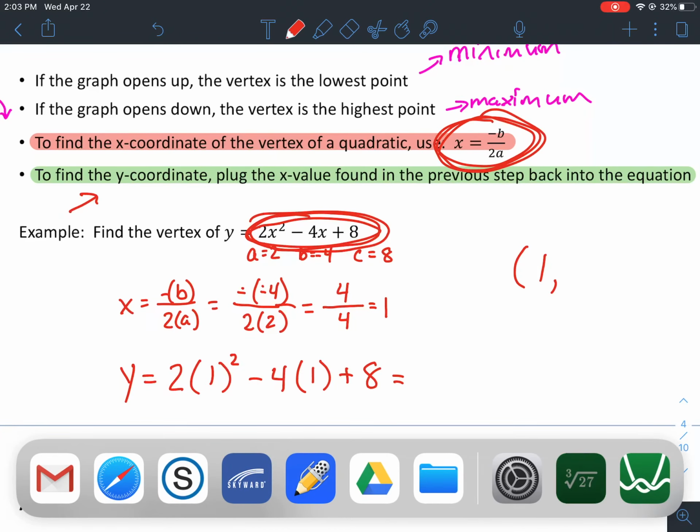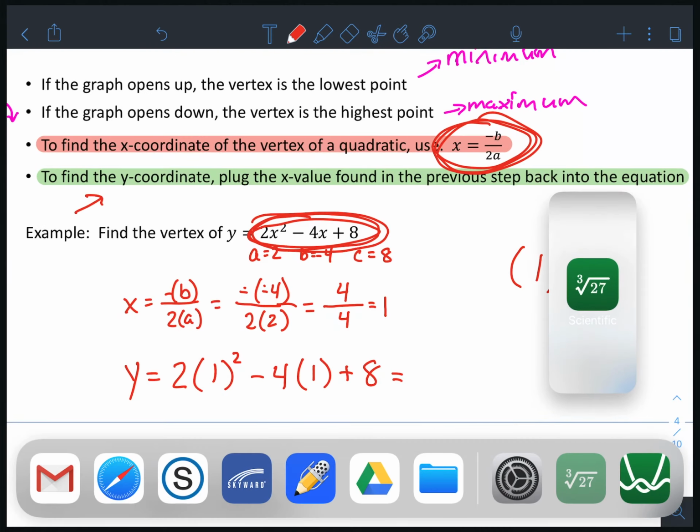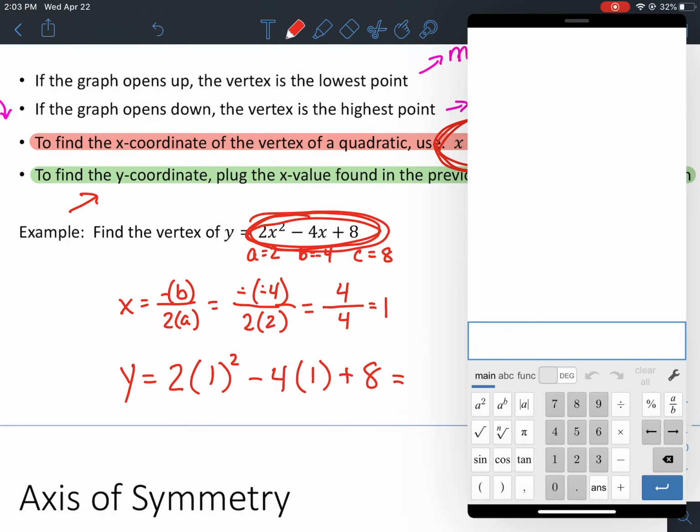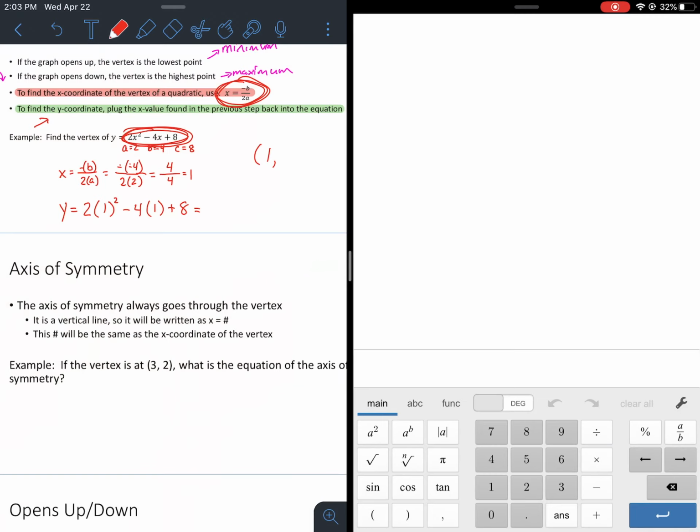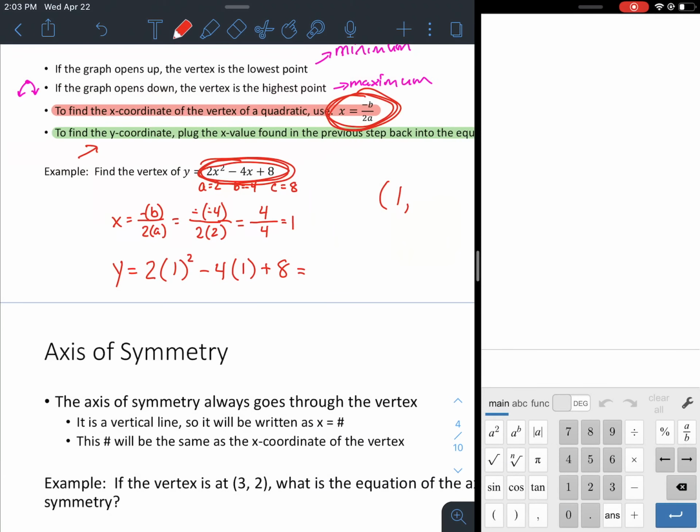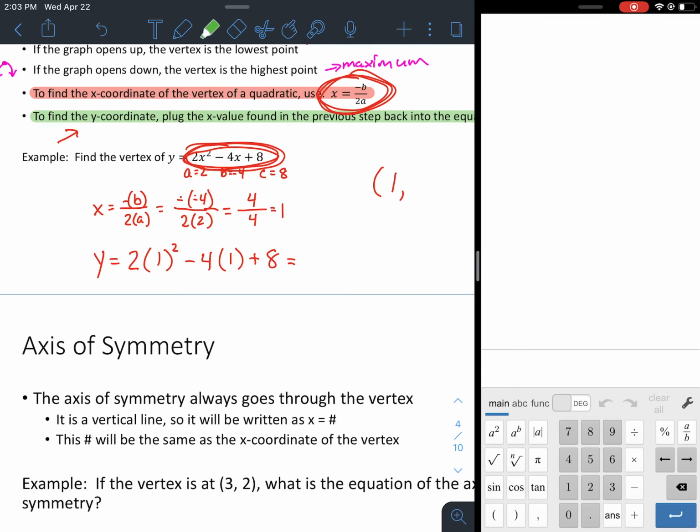Let's see if I can get a split screen here for us. There we go. So, I'm going to type this part right here directly into the calculator exactly as it is.